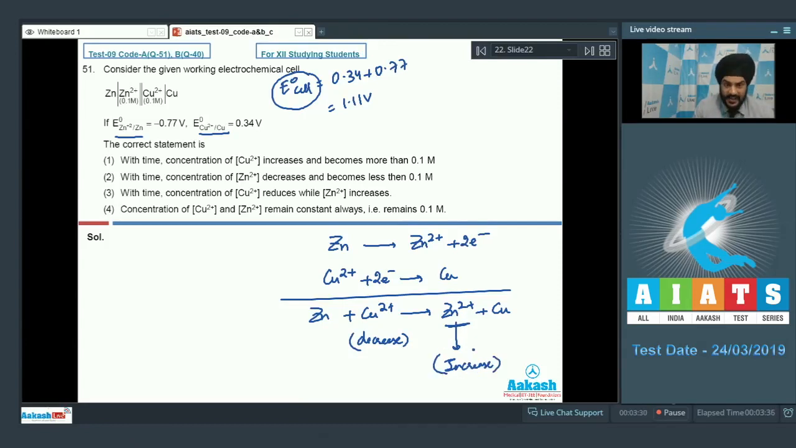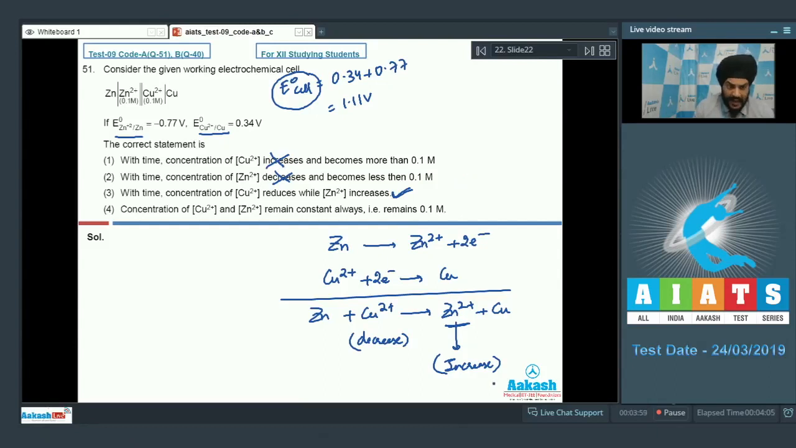Let us look at the options which are given to us now. First option says with time the concentration of Cu2 plus increases. This is incorrect, students. If we talk about the second option now, with time the concentration of zinc 2 plus decreases. This is also incorrect. Copper 2 plus is consumed and zinc 2 plus is formed. So we can clearly see that the third statement is correct, which says that the concentration of Cu2 plus decreases, whereas the concentration of zinc 2 plus increases.